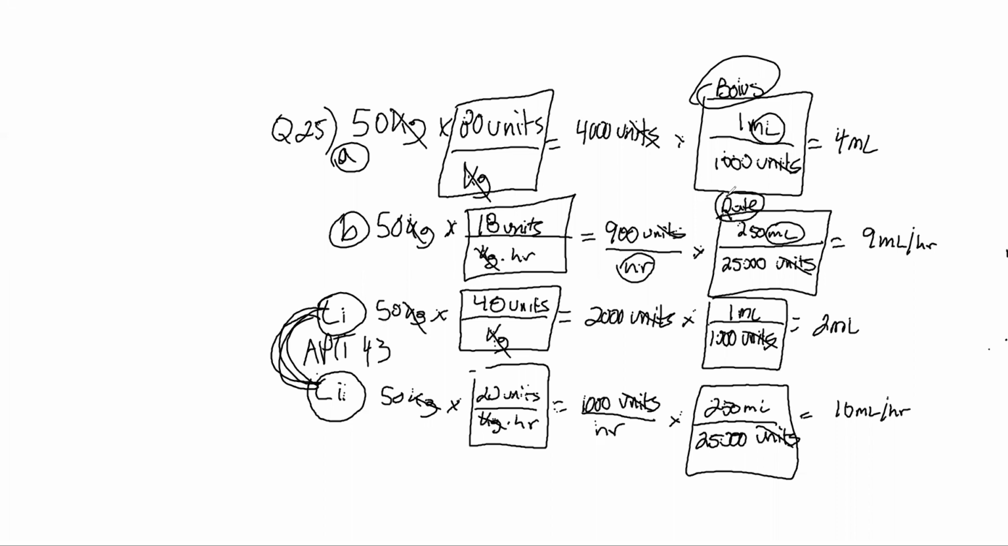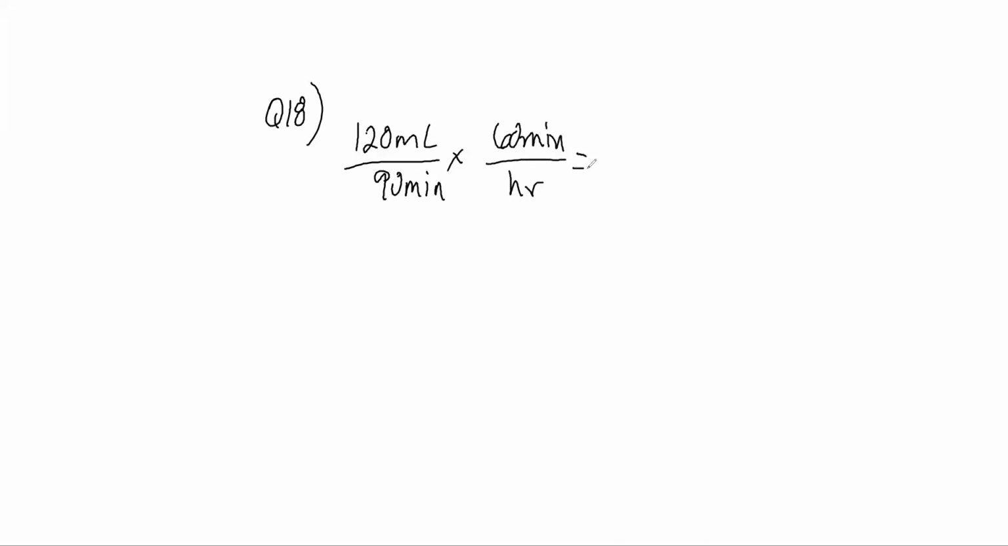Okay. So let me clear this out. When you're doing flow rates with these, the trick is just doing the conversion, and it's not as difficult as it sounds. It just looks tricky when you're starting it. So question 18, you're going to start with what is given, 120 milliliters, 90 minutes, but it wants it in milliliters per hour. So all you need to do is convert minutes to hours. Once you plug that into your calculator, it just comes down to 80 milliliters per hour.